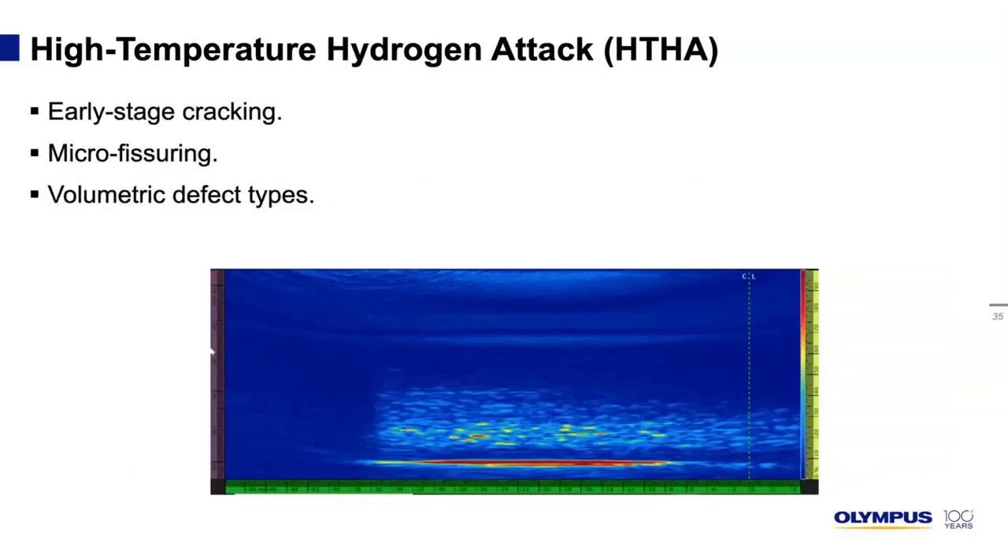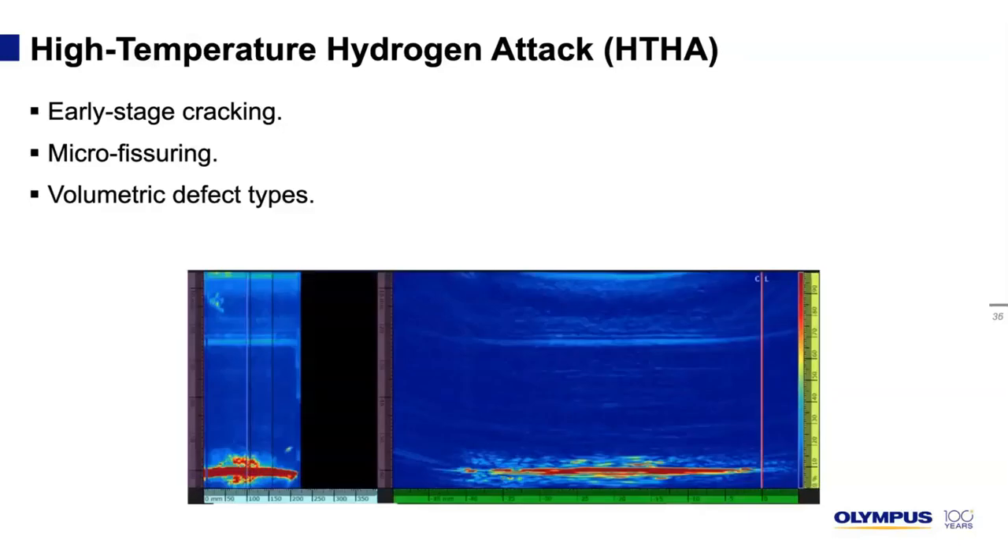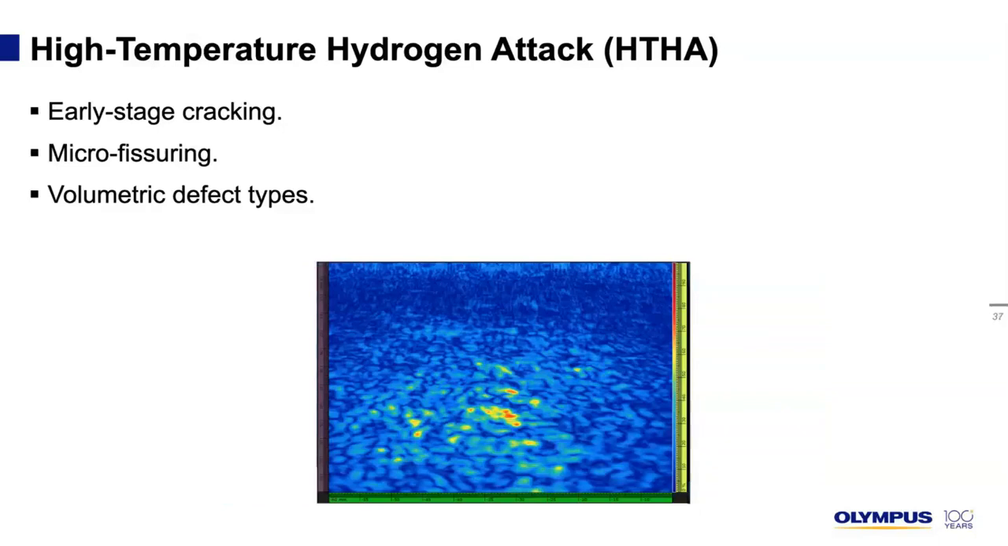Here are a few application examples of the benefits TFM can bring to zero-degree inspection, starting with HTHA, or high temp hydrogen attack, such as early stage HTHA, microfissuring, volumetric defects. So some examples of applications that are either hard to detect or altogether impossible to detect with traditional phased array. So example number 2, some volumetric.